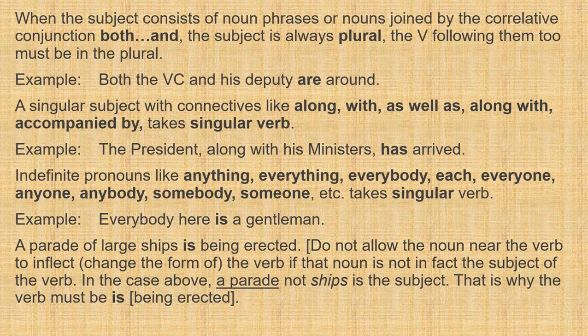When the subject consists of noun phrases or nouns joined by the correlative conjunction both...and, the subject is always plural. Reason being that you have used both to indicate plurality, more than one. So the subject will be plural, and the verb in that expression must be plural in form. Example: both the vice chancellor and his deputy are around. You have linked the vice chancellor and the deputy together by using the word both and then joining them with the conjunction and.